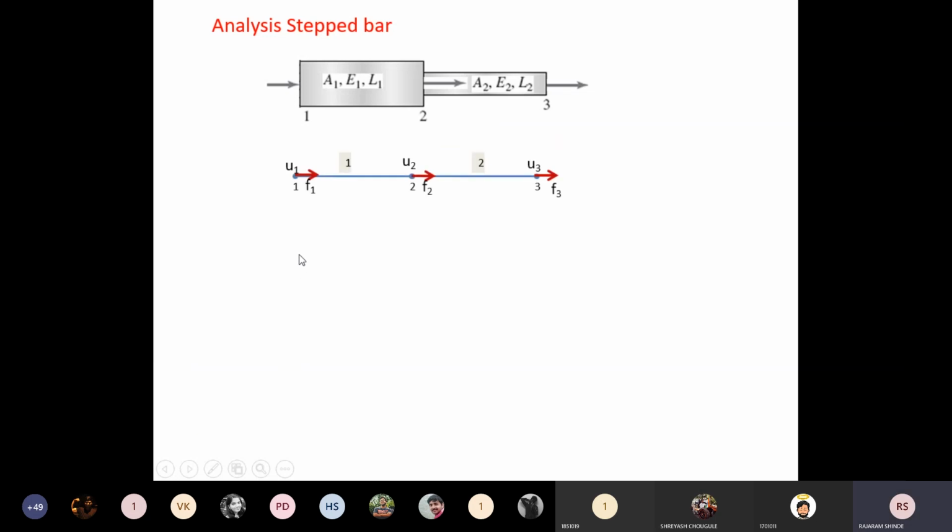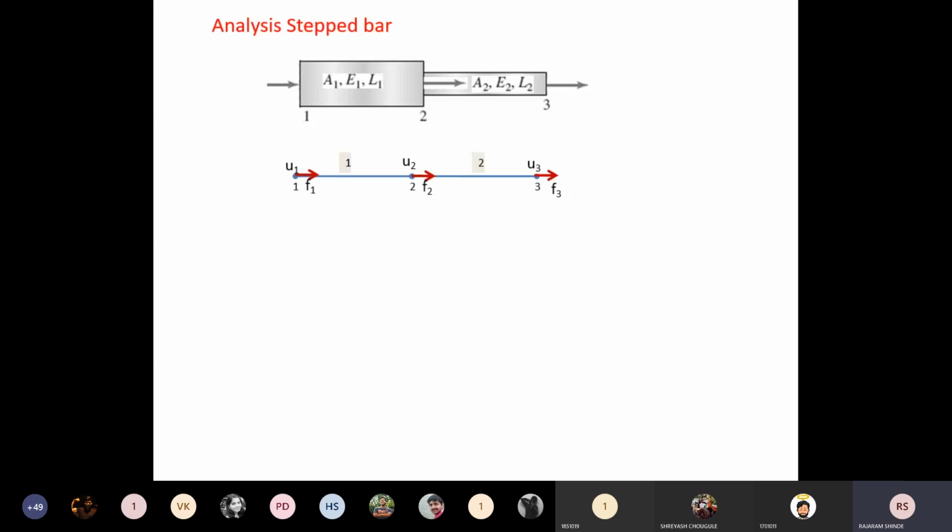Next one. Now you see this one here, node number 1, node number 2, and node number 3, element number 1, element number 2. Here U1 is the displacement of node number 1, U2 is the displacement of node number 2, and U3 is the displacement of node number 3. These are the forces acting at node number 1, 2, and 3. Now you write the stiffness matrix for first element and second element.